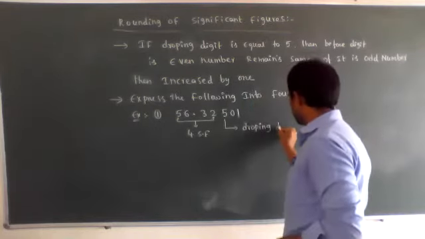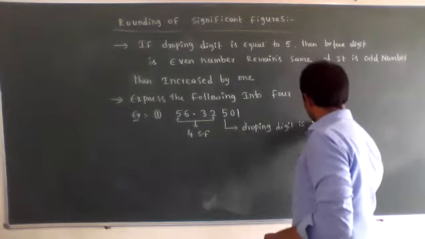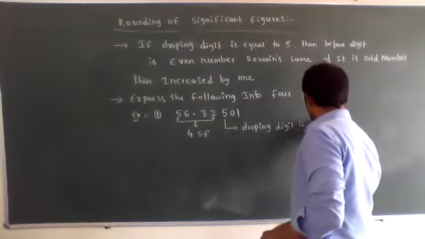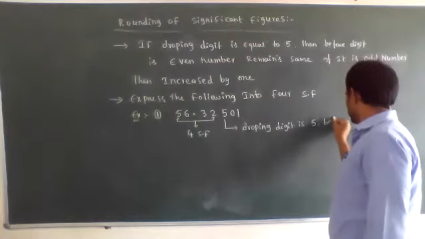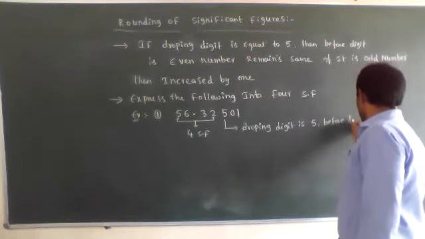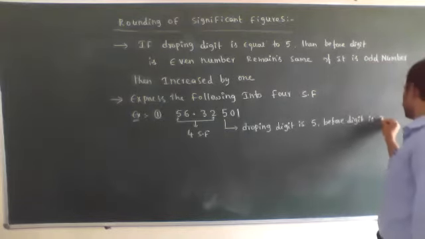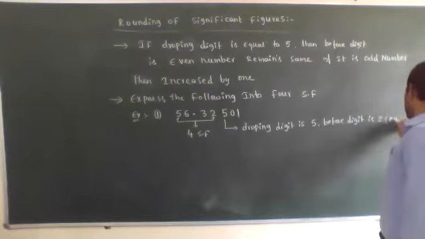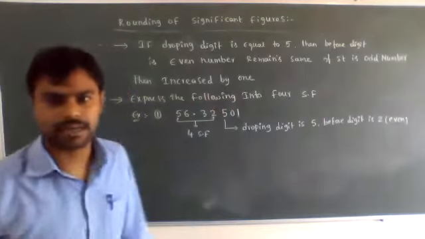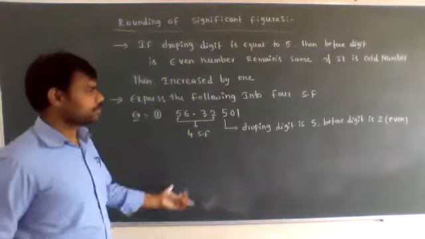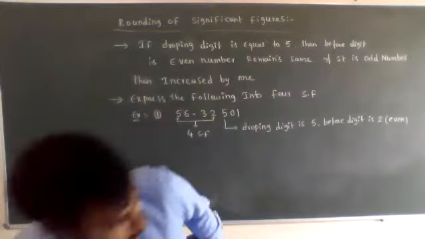Dropping digit is 5. Okay, dropping digit is 5. Before digit is 2, meaning an even number. Before digit is 2, meaning an even number. If the before digit is even, you have to write it as it is.